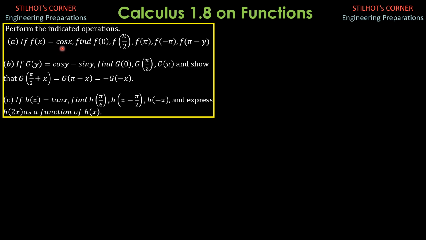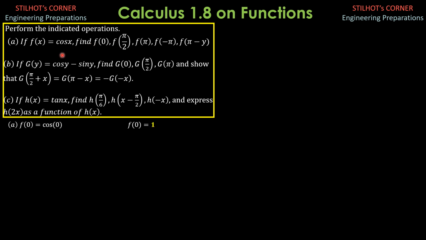For part A, we have f of 0 means cosine of 0, and cosine of 0 is 1. You should know that. The angle is 0 degrees, so cosine of 0 is 1. Even without a calculator, you should know that cosine of 0 is 1. Sine of 0 is 0. Tangent of 0 is 0. So you know also the reciprocal relations. So cosine of 0 or f of 0 is 1.